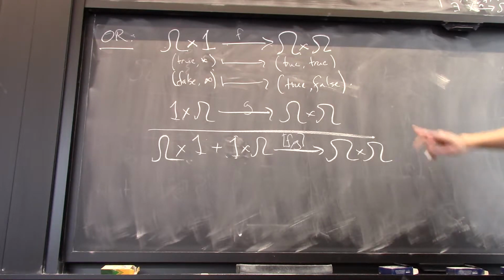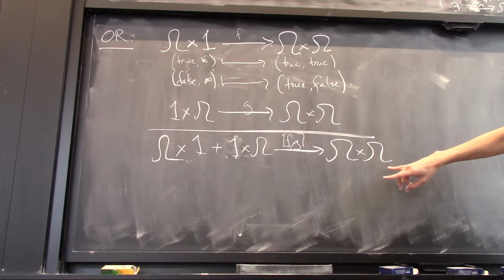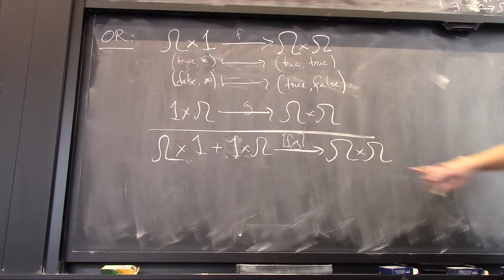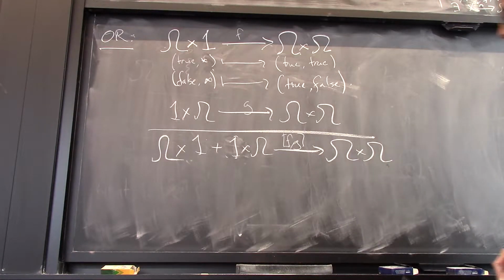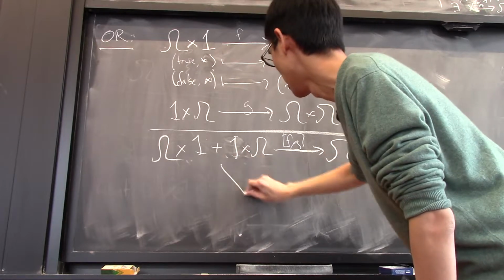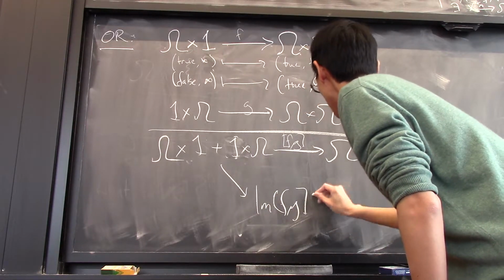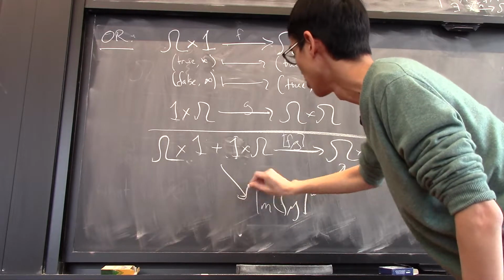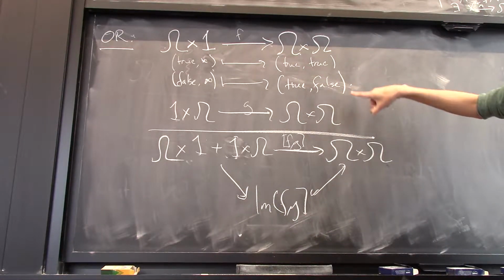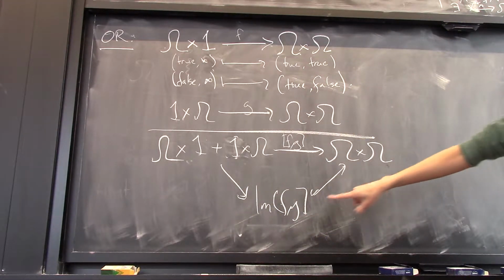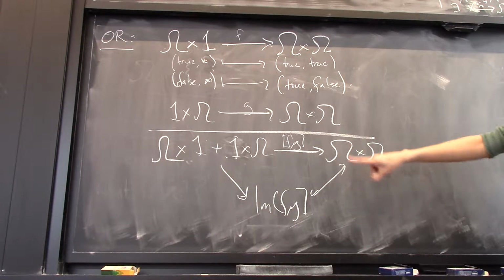So we have some map from here to here. To get a sub-object, we use the factorization system. And so this will take it to the image of FG. And what did we figure out the image was? Well, the image is true, true, true, false, and then false, true. So we have that subset of omega times omega.